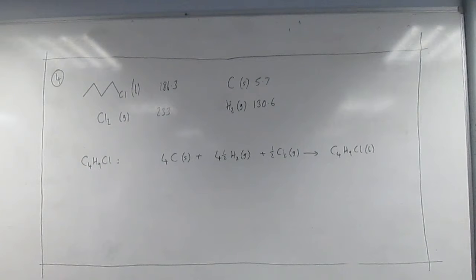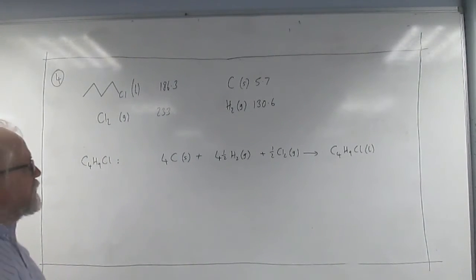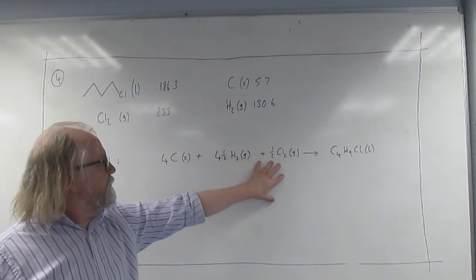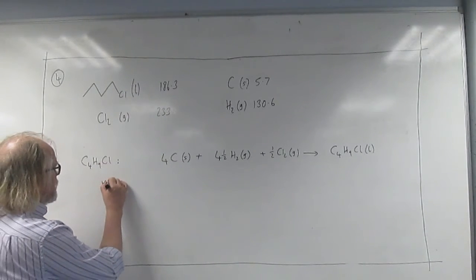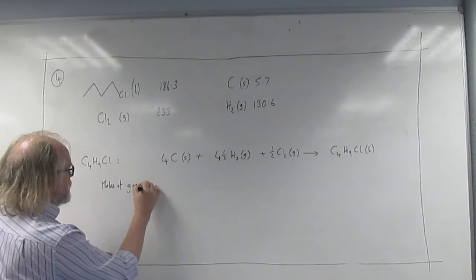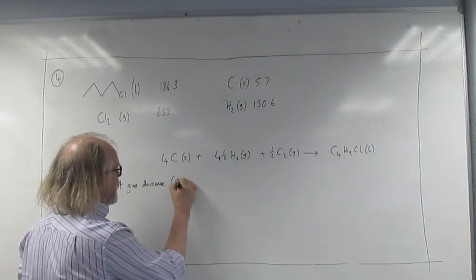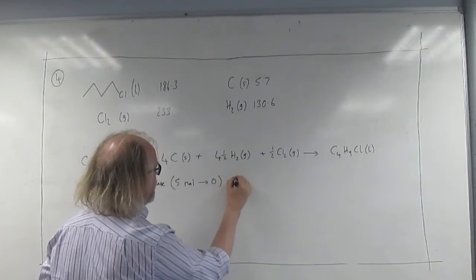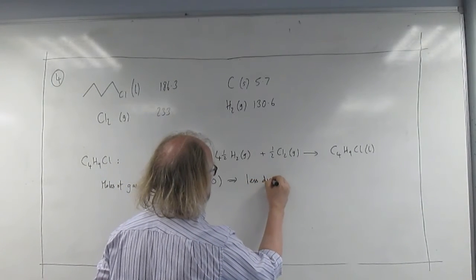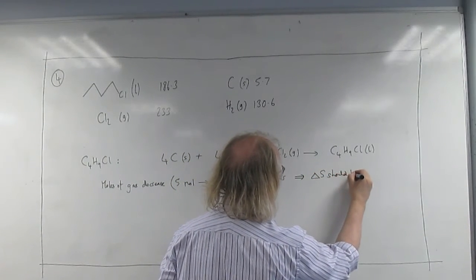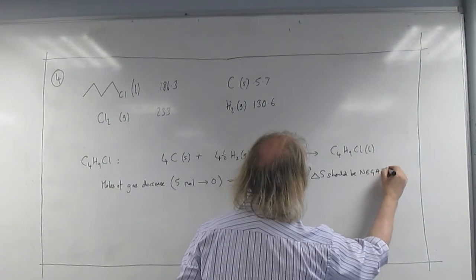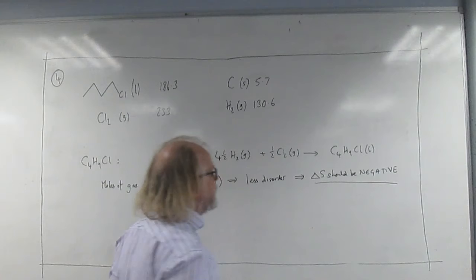And then it asks us, first of all, without calculating anything, to predict the sign of delta S. So you can see again that we can just do that by noticing that we've got 5 moles of gas altogether on the left, none on the right. So we can say that the moles of gas decrease from 5 moles to 0, which means that there's less disorder when the reaction happens, which means that delta S should be negative. Okay, so that would be our confident prediction.